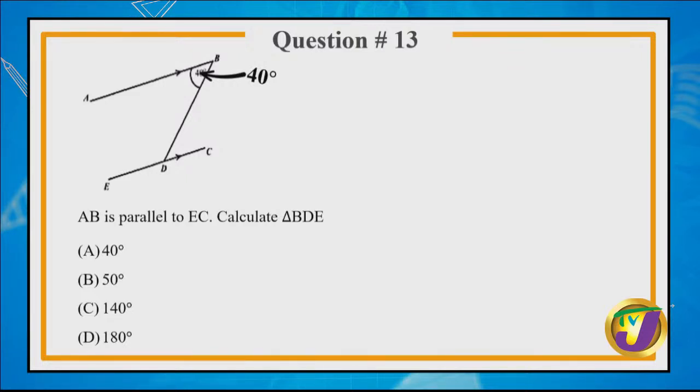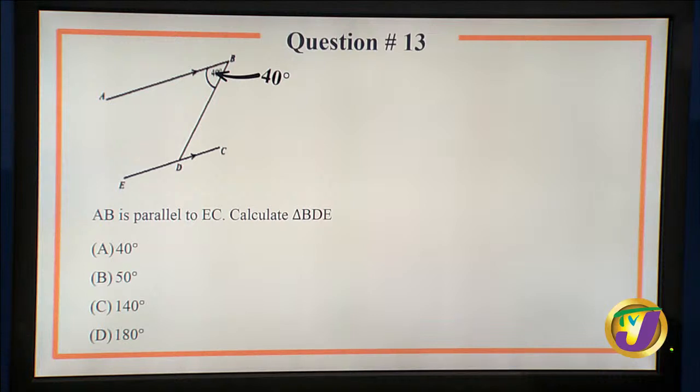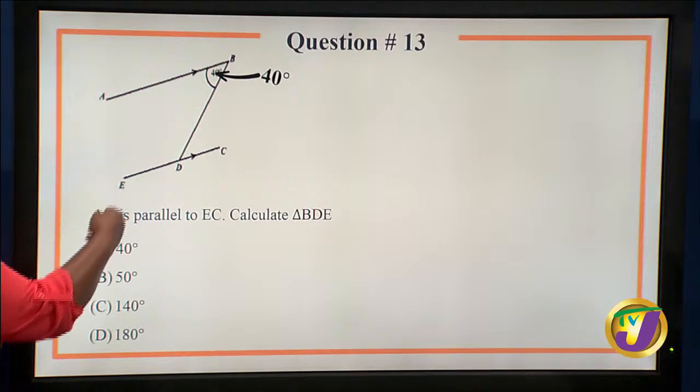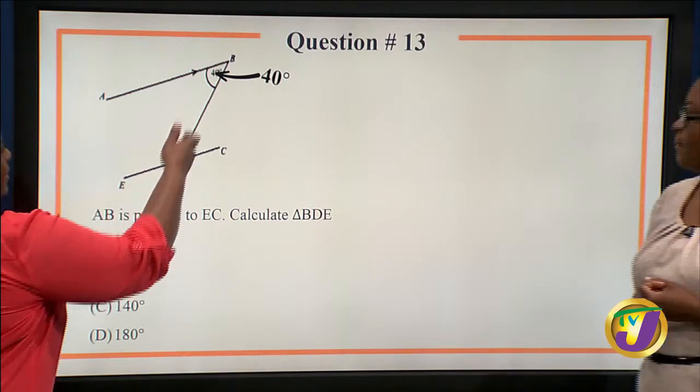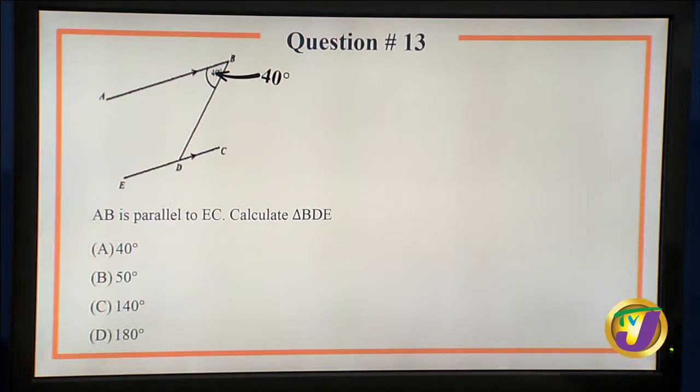Highlighted for you, we see that angle B is 40 degrees. The information we had is that we have parallel lines. So what we need to do is to identify the pair of parallel lines. And we see that AB and EC, those two lines are parallel, right? And then observing the diagram carefully, you will notice that it is intersected by a transversal, BD, forming the angle 40 degrees right there.